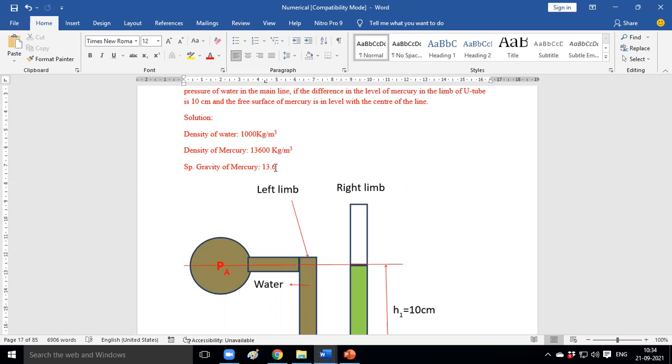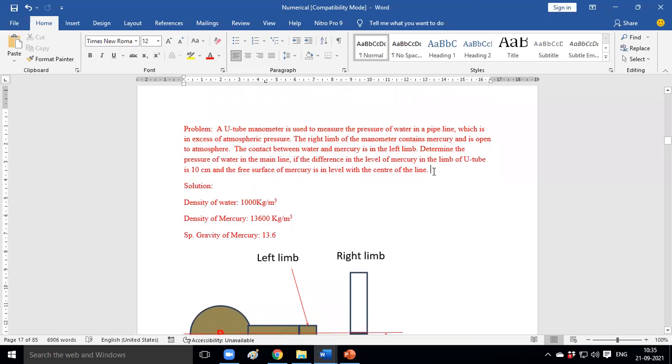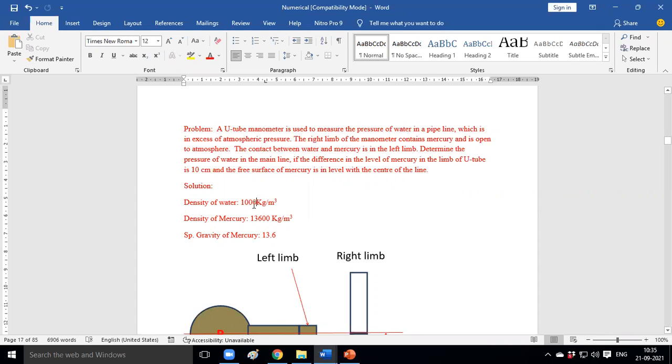And as far as mercury is concerned, specific gravity is 13.6. So the density of mercury we can calculate from that equation, and its value is 13,600. Please note: if the values of density of water and mercury are not mentioned in the numerical, then you can consider these values. Density of water is 1000 kg per meter cube. Density of mercury is 13,600 kg per meter cube, a fixed value. Is it clear?